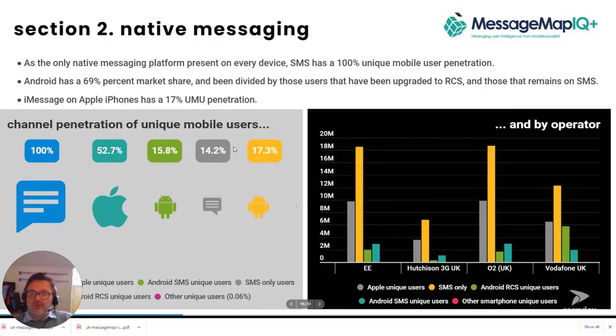Then you have the non-smartphone users, and they account for 14% of users. So again, even today, there's still a large number of people who don't have a smartphone. So when you're thinking about how you message these people, SMS still has to play a role. As you can see, we've also split everything out by operator, but we won't need to go into that.